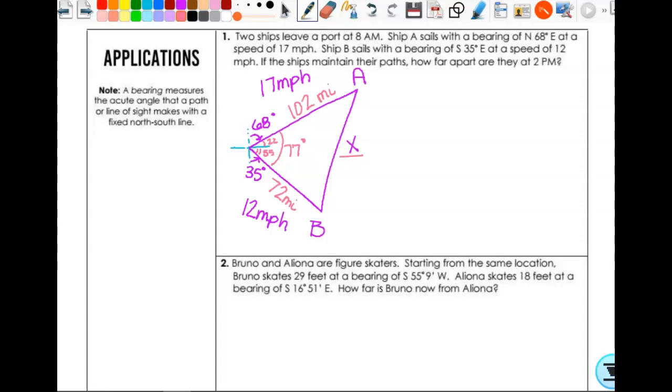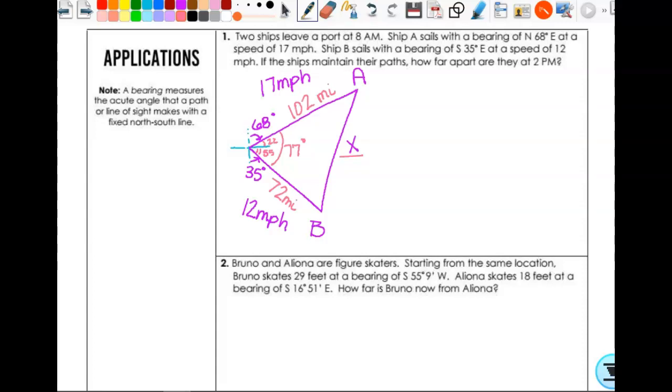Instead of remembering if it's side angle side or angle side angle or whatever, just remember the two that go with law of cosines, and if it's not that, it has to be law of sines. Side angle side and side side side are law of cosines. Everything else is law of sines. Okay, to me, I think that's kind of the easiest to remember.